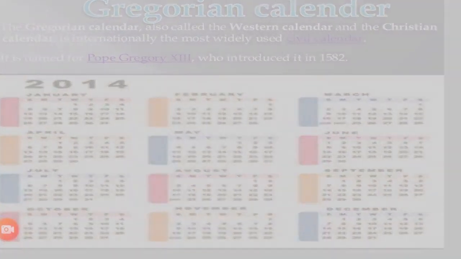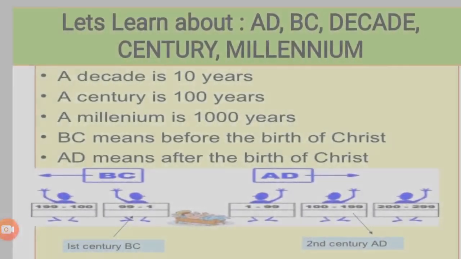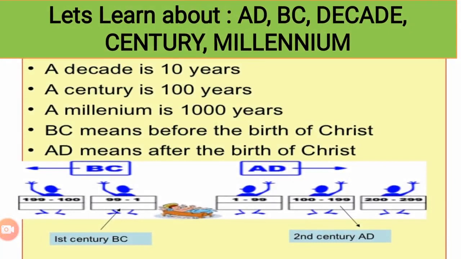Let's discuss what we have to talk about. Well, guys, in this phase of the lecture, we'll talk about what is AD, BC, and decade, century, and millennium. Let's learn the difference between decade, century, and millennium. Apart from the days, weeks, and years, there are some other units of time which are used at a large scale, such as decade, century, and millennium. Let's talk about each of them separately.